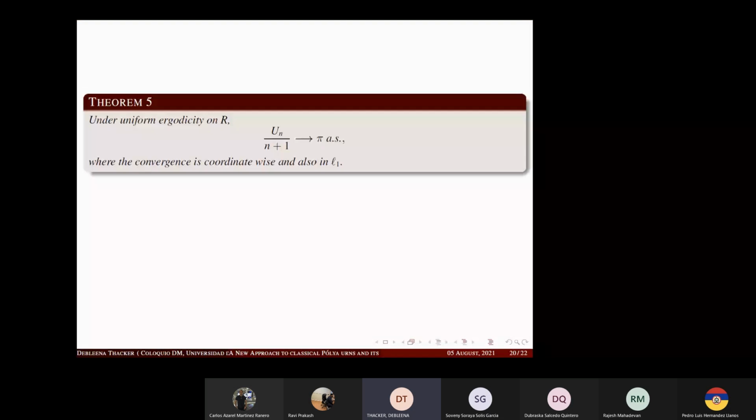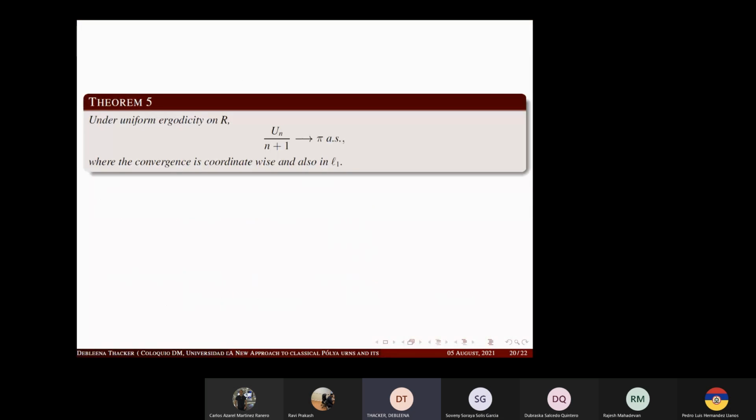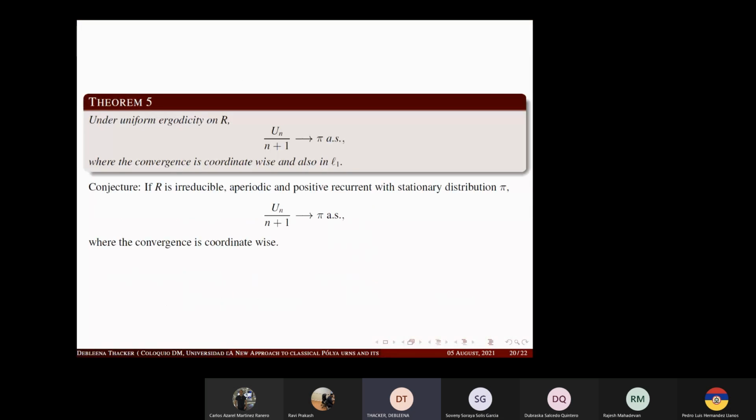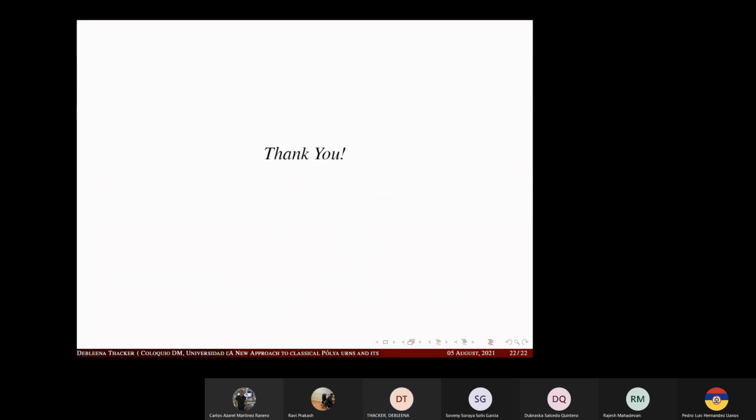So maybe I'll just say that we have almost sure convergence, which we prove under this uniform geometric ergodicity assumption, which is quite restrictive. And we believe that almost sure results hold more generally. So maybe I'll just stop here.